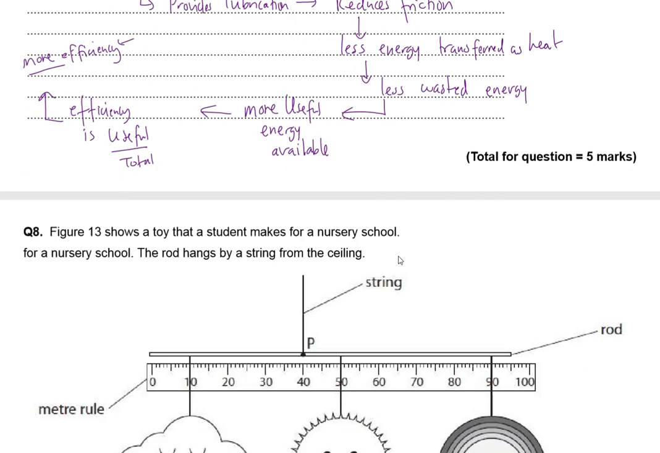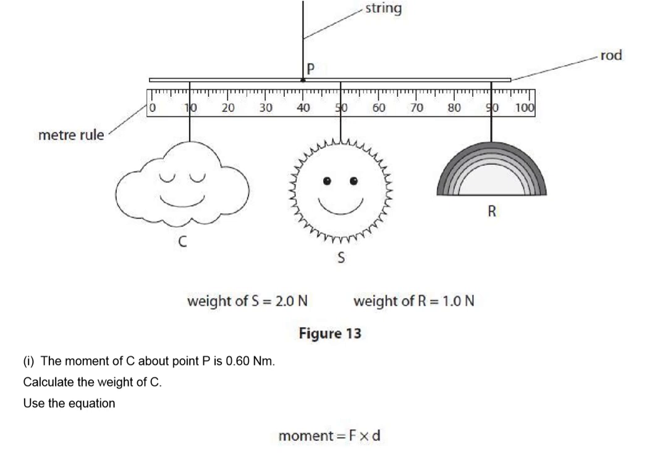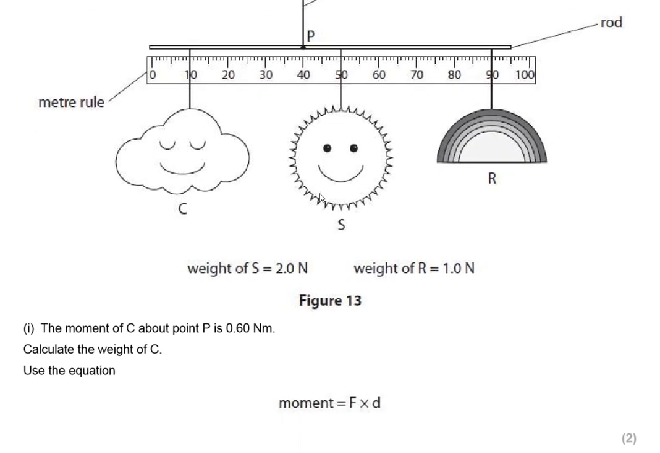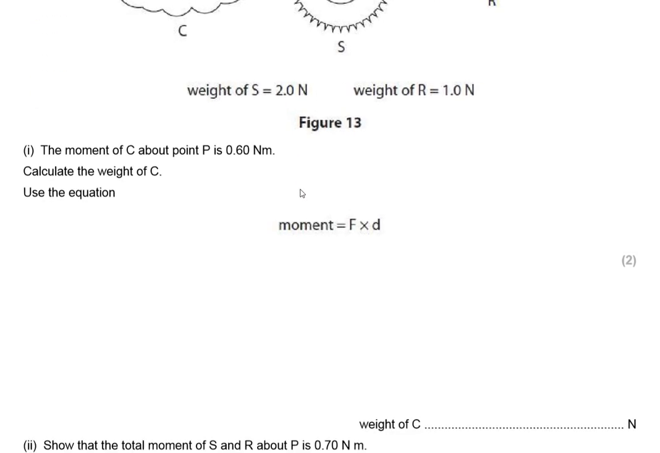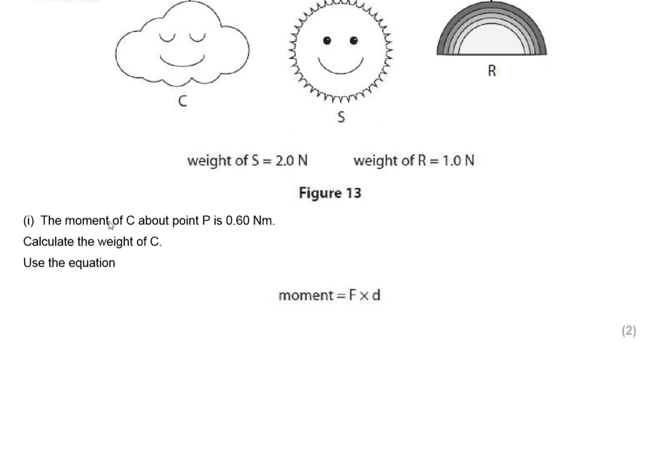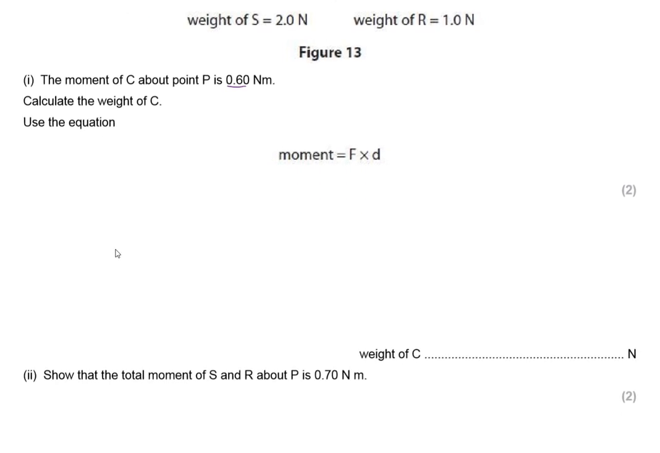Okay, and then we have question 8, which is the spring there, very, very nice. Alright, question 8, we have about moments. Okay, now we have all this going on, but we need to read the question to know what we are going to be looking for. Okay, now the moment about C, first of all, this is C. Calculate the weight of C. Okay, fair enough. Now the weight, we know that weight is a force. So therefore, it is just F.